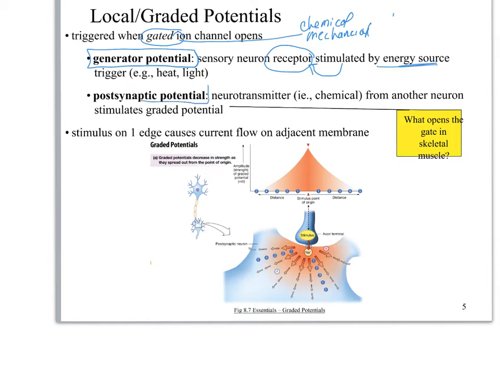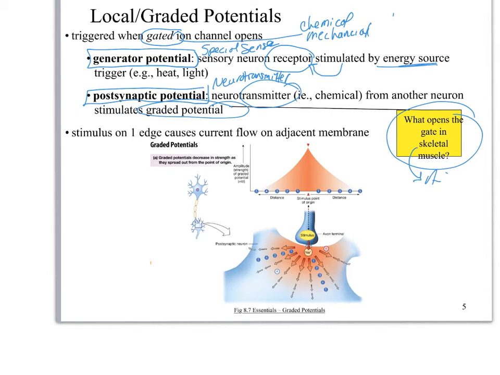Or you can have a postsynaptic potential. This is where a neurotransmitter starts the graded potential, okay? So generator potential is going to be like special senses, whereas postsynaptic potential is going to be neurotransmitters, okay? That might be a way to keep them straight, okay? So what opens the gate in chemical muscles and skeletal muscles, I guess I just gave it away, that is acetylcholine, which is a neurotransmitter.